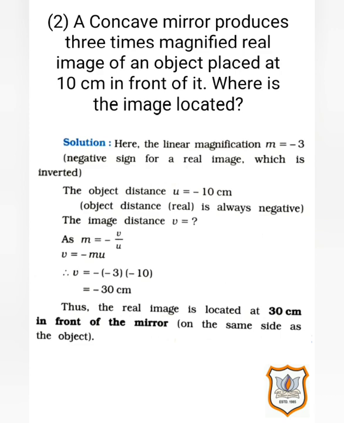And we will have to find out the image distance. m is equal to minus v upon u, or v is equal to minus m into u. That is minus of minus 3 into minus 10. But minus 3 into minus 10 will be equal to 30, and hence v will be minus 30 centimeter. So the real image is located at 30 centimeter in front of the mirror on the same side of the object, as it is a concave mirror.